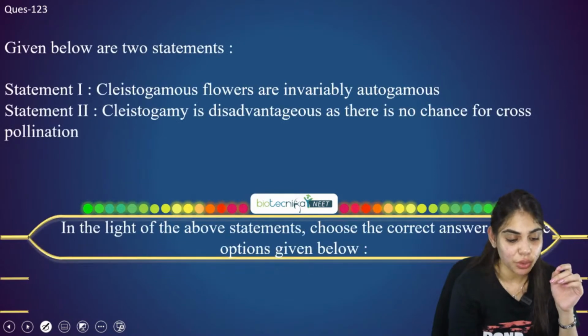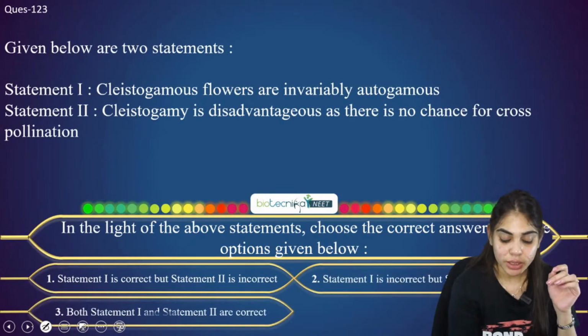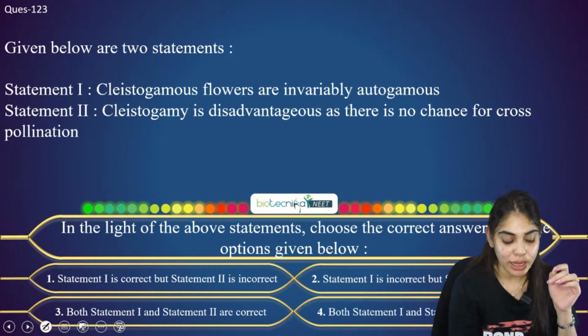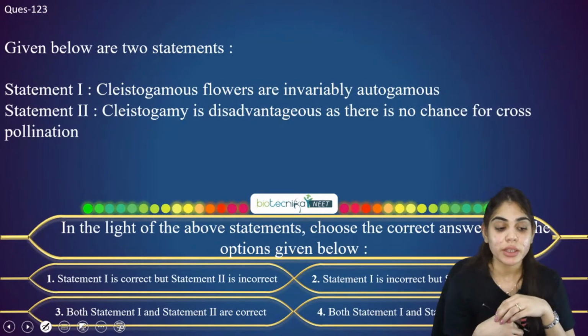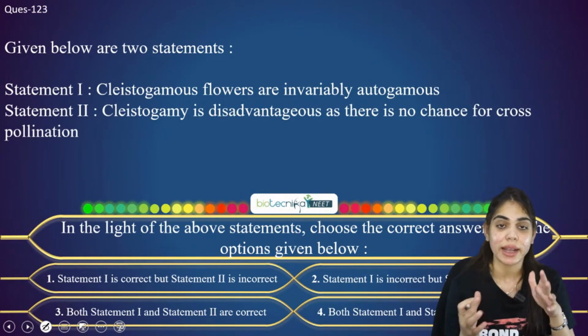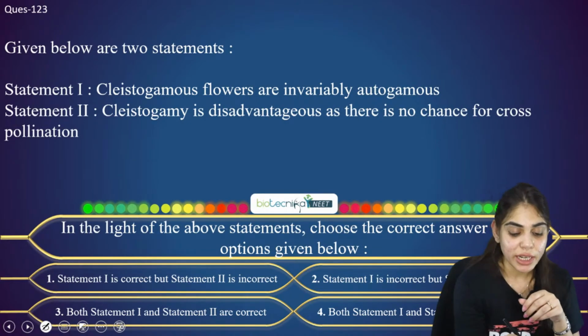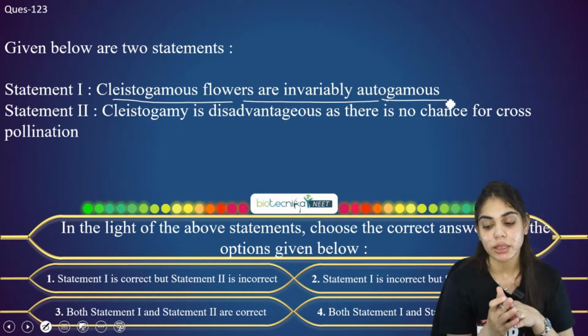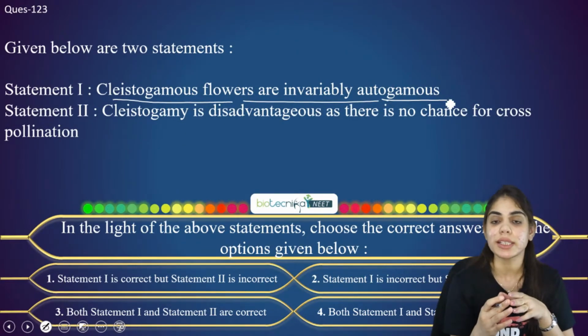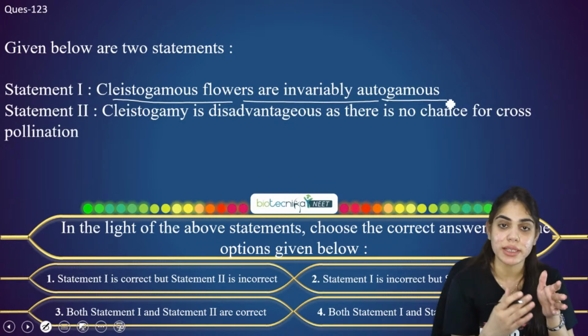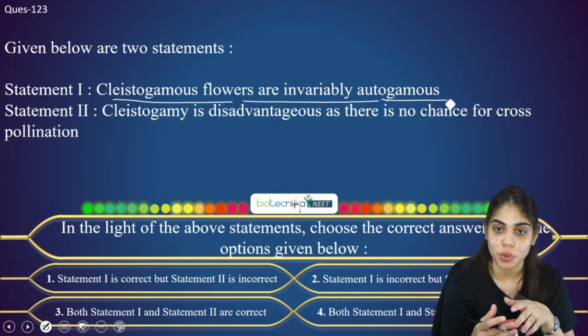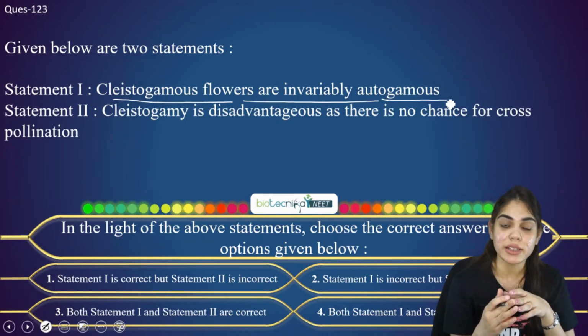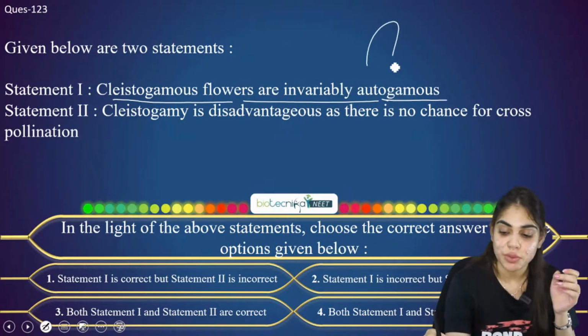Now let's move to question number 123. Now here you have to tell about the cleistogamous flower. Now here you have to read the statement and answer if both the statements are correct or incorrect. So statement 1 is given about cleistogamous flowers are invariably autogamous. Now we all know that there are 2 different types of flowers. One is cleistogamous and the other one is chasmogamous. What is cleistogamous? That means the flower will always be closed.